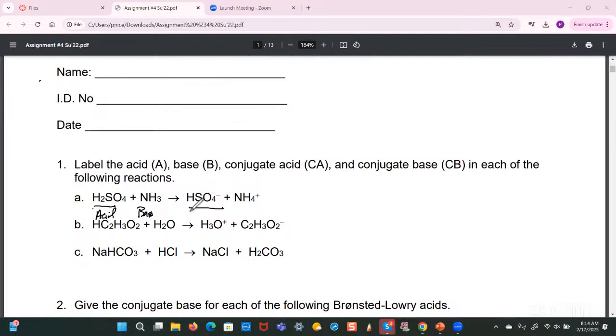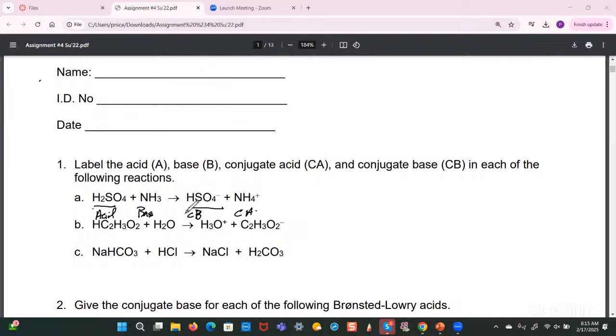So when we get to the right side of the equation, remember now, the substance which results from the loss of a proton from the acid will now be the conjugate base, which would be the HSO4 minus. So Cb will go here. And as far as the other substance, which is formed as a result of the base gaining a proton, that would be the conjugate acid. So I'm going to put Ca here, and that's it. All right? Any questions about that?